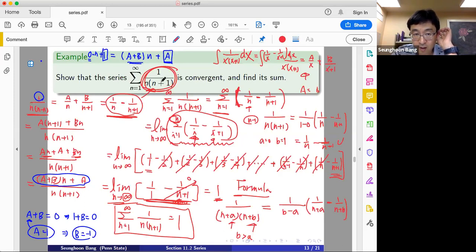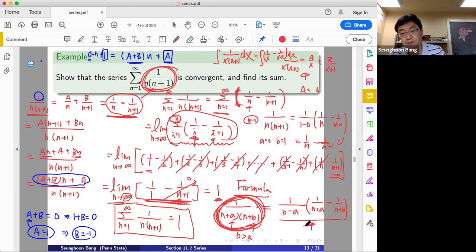Anyway, the main key for solving this kind of problem, with the form 1 over n times n plus a, n plus b, is that whenever the terms have this kind of form, always change it to a partial sum. This is a way for solving these problems. Okay. The next one.